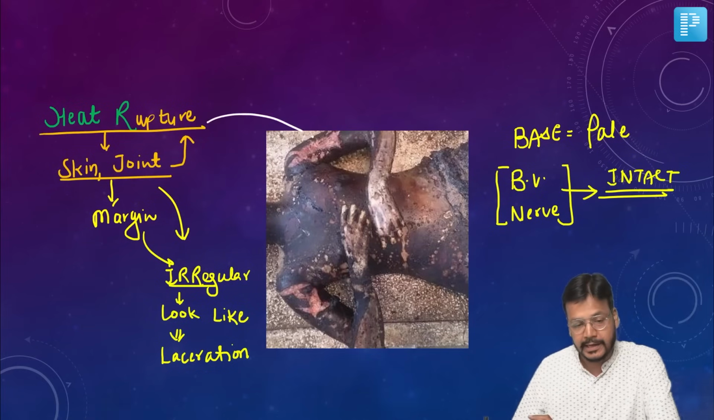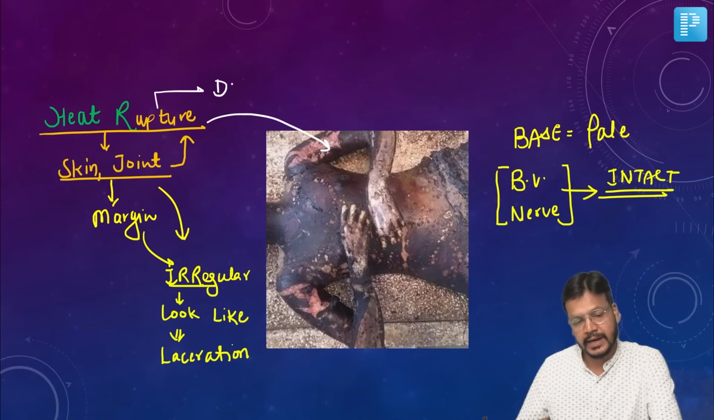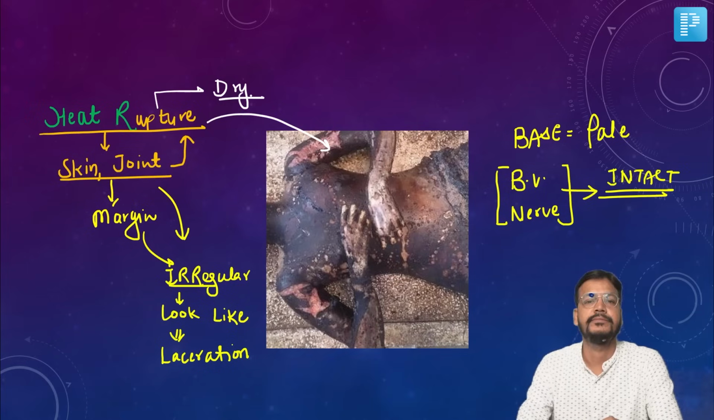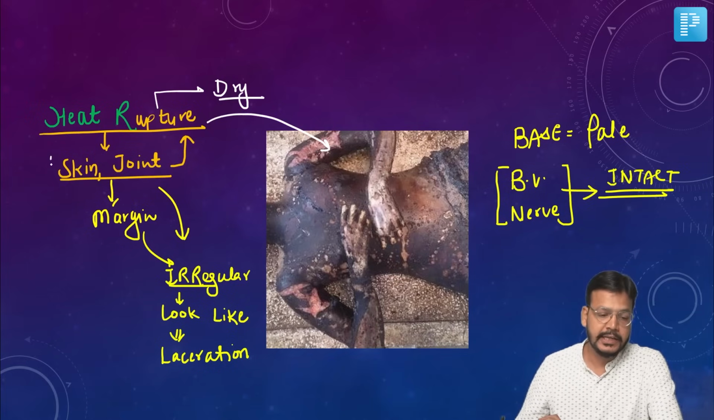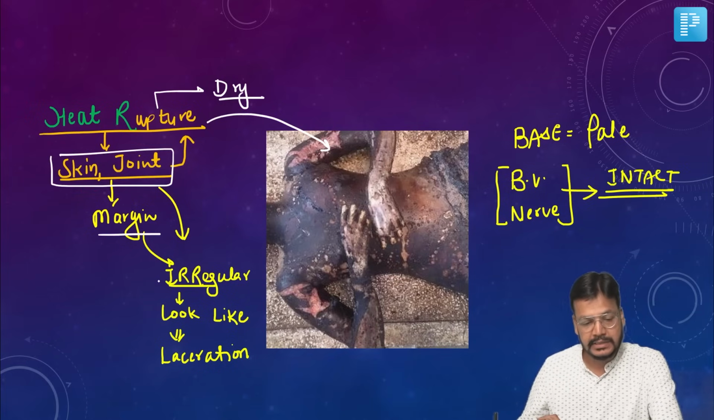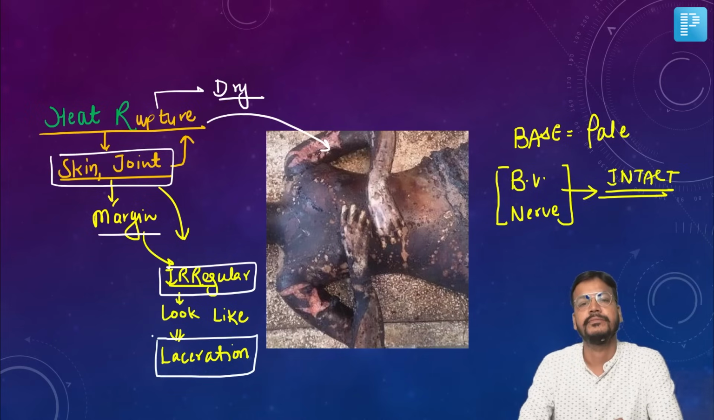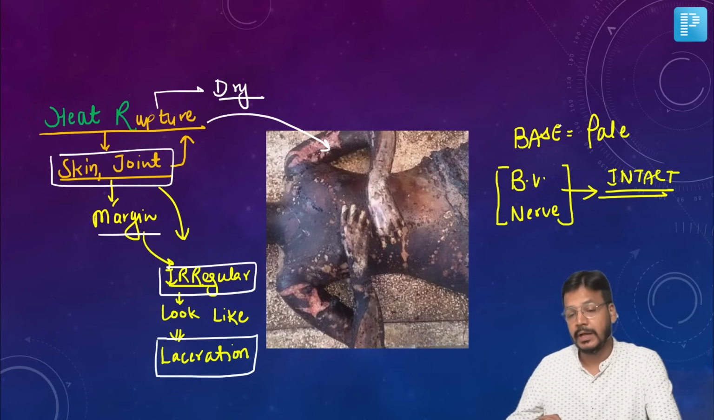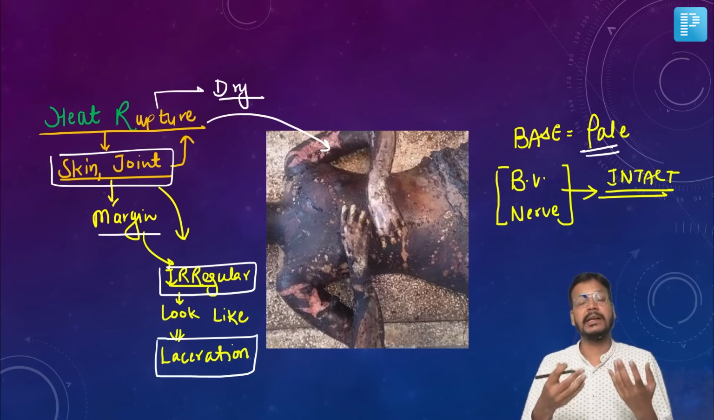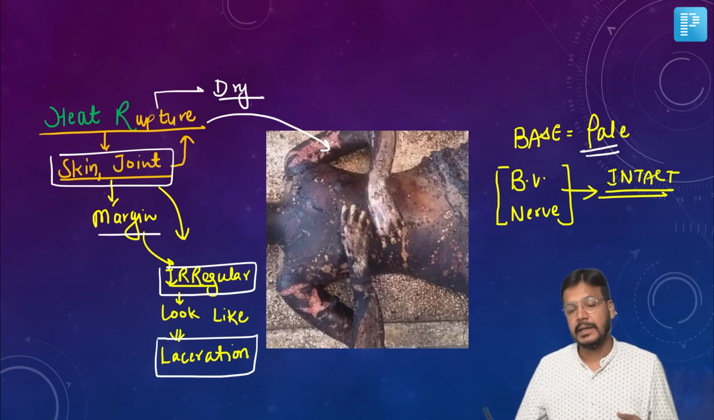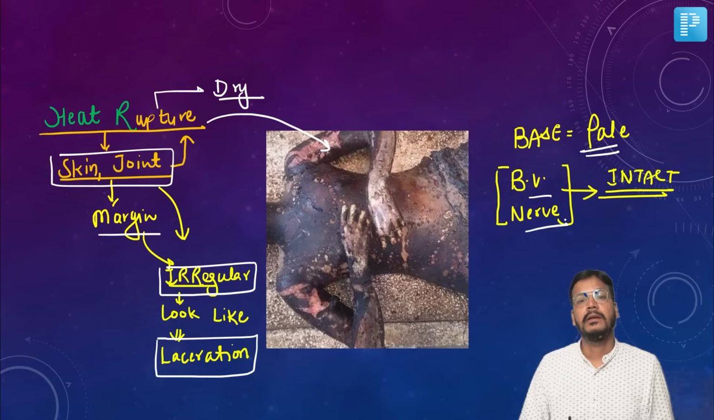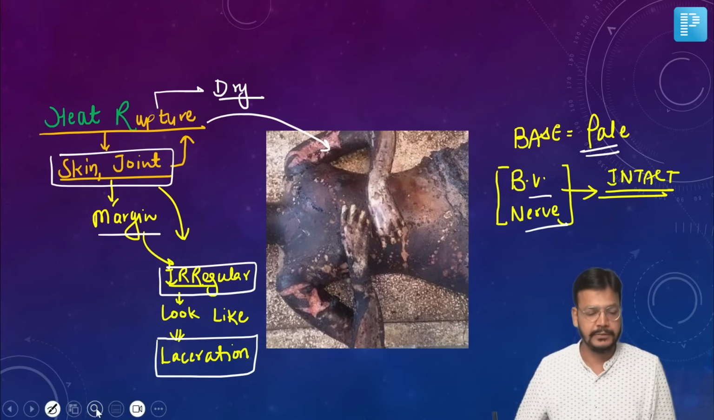Now, sir, heat rupture. This is because of dryness of skin. It is seen in skin and joint. Margins are irregular, that's why it looks like laceration. But how would we differentiate? It's not laceration, it's a heat rupture. Here, base is pale and blood vessels and nerves are intact.